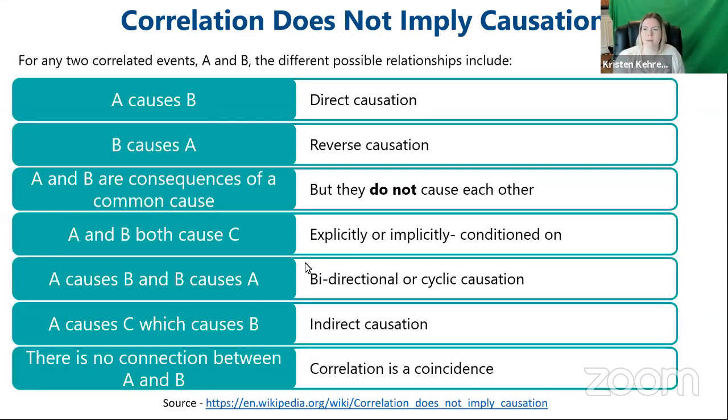There are many different ways that we can have these causal relationships. A can cause B, B can cause A, or A and B can both be consequences of a common cause, right? So we also want to be thinking about the direction of that relationship and not just jumping to assumptions.